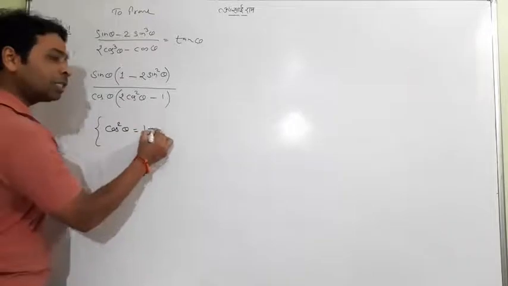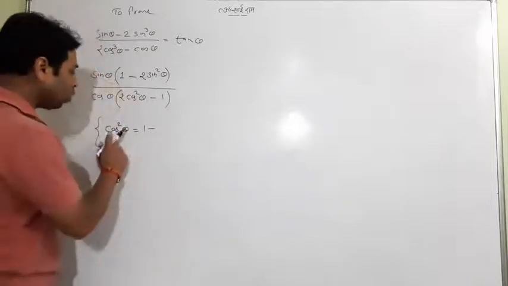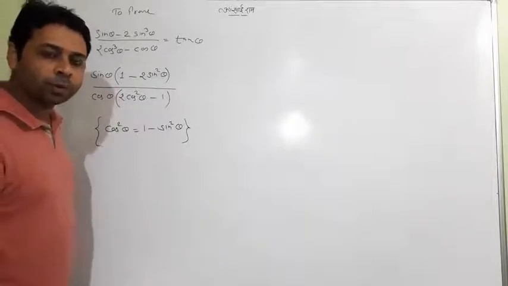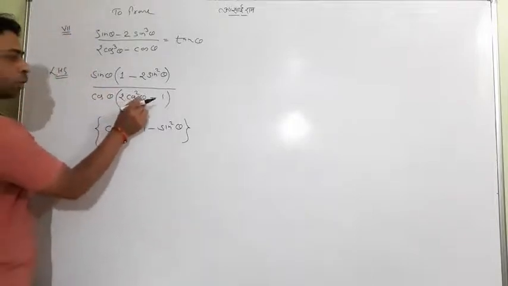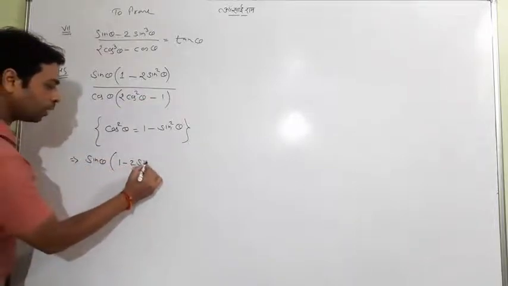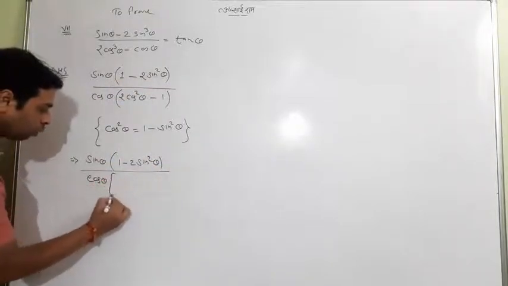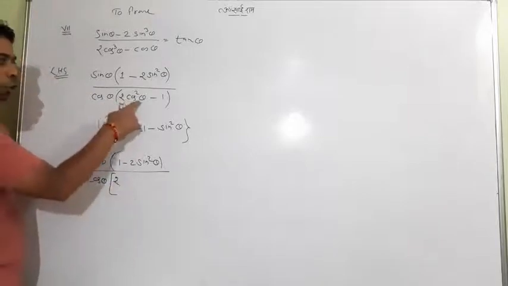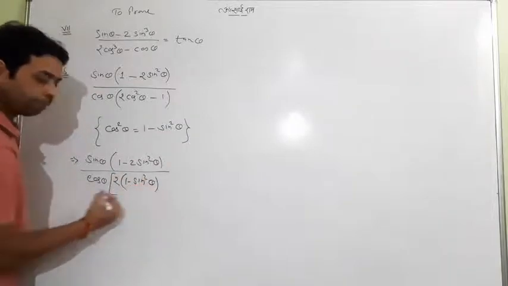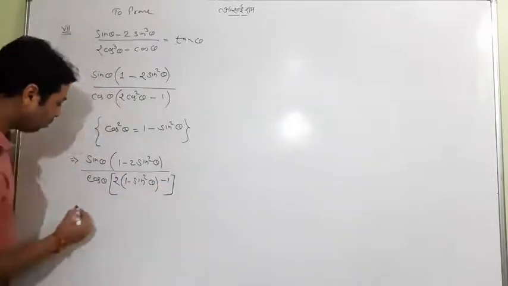You remember that. Already I have made all the identities for you with all the derivations. Cos square theta is equal to 1 minus sin square theta. This is very famous now, one of the identities. Put cos square theta equal to this here, and the answer becomes sin theta (1 minus 2 sin square theta), numerator as it is, denominator cos theta. Instead of cos square theta, I write 1 minus sin square theta, and minus 1 as it is. This is closed.